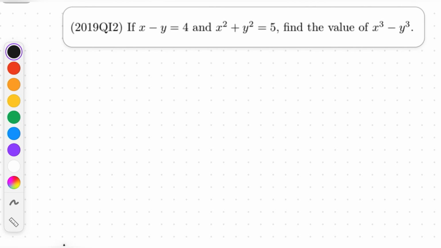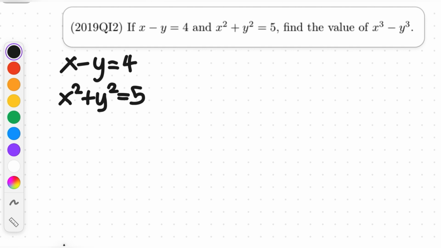Moving on, this question is from the 2019 qualifying. It's question number 2, so it's actually quite easy. We've done something similar to this before. We're given x minus y equals 4 and x squared plus y squared equals 5. We're looking for x cubed minus y cubed.